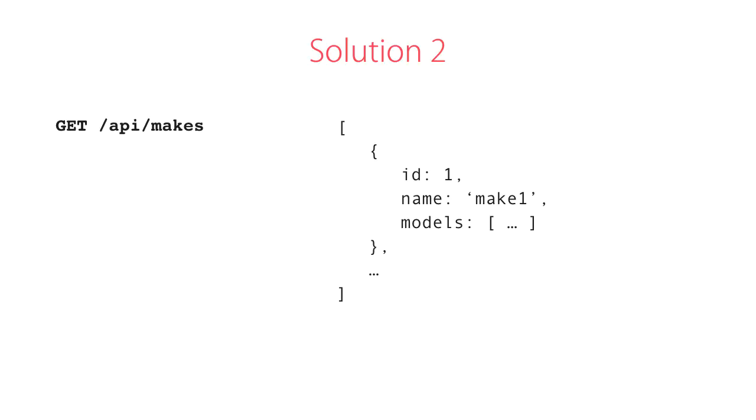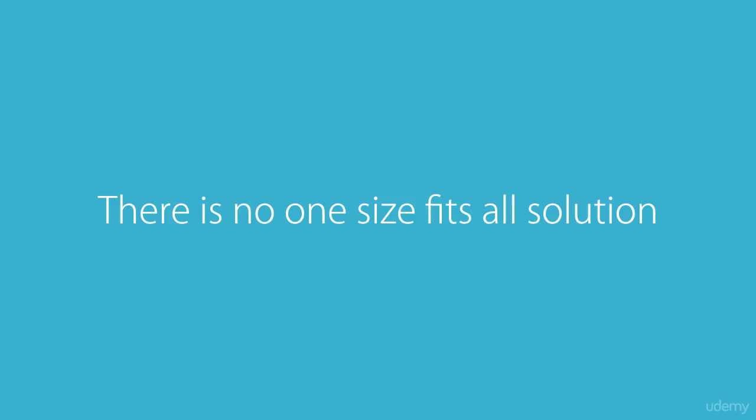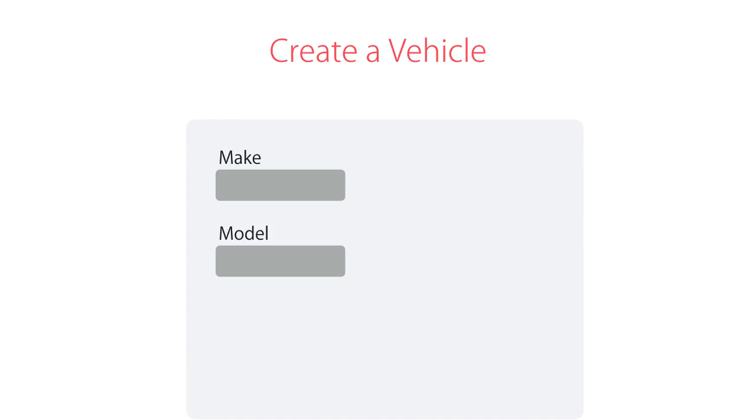It depends. There is no one size fits all. In this particular case, because we are dealing with a small dataset, I would rather have one endpoint and reduce extra calls to the server. Because think of the total number of makes and models for all the vehicles out there. We don't have 5,000 models. We don't have 5,000 makes. There are only about 20 to 30 makes, and each make might have 10 to 20 models.